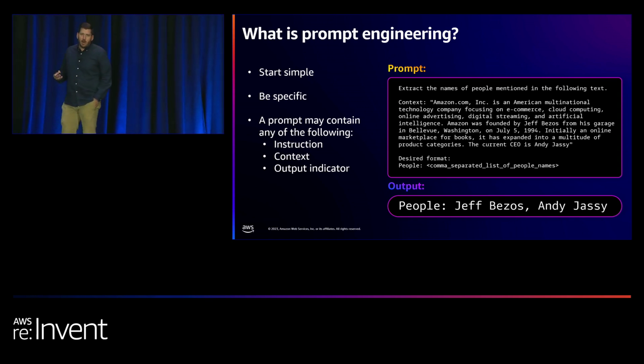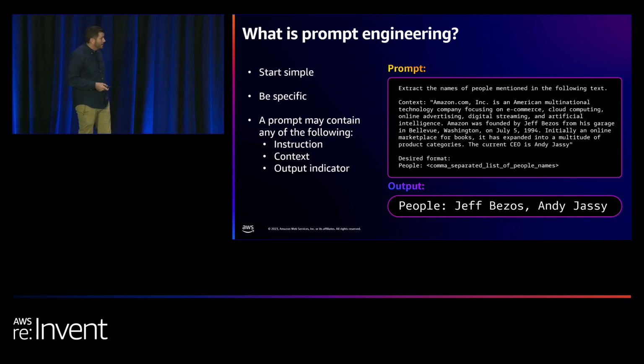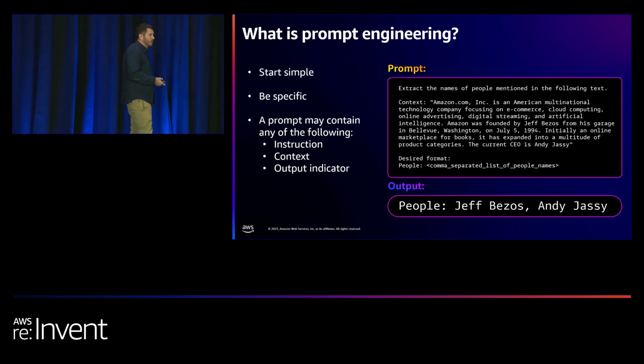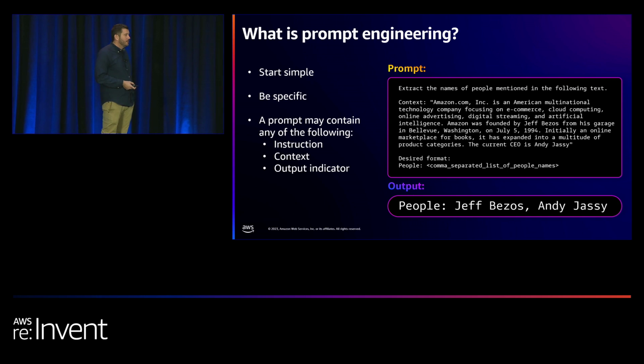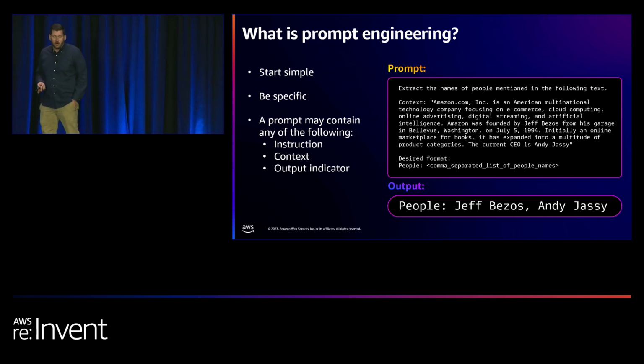Now if I ask the model by giving it this desired format in the prompt, I get the output, people, colon, Jeff Bezos, Andy Jassy, the two people that were mentioned. So another example of using a large language model, this is known as named entity recognition in natural language processing, extracting proper names out of raw text.